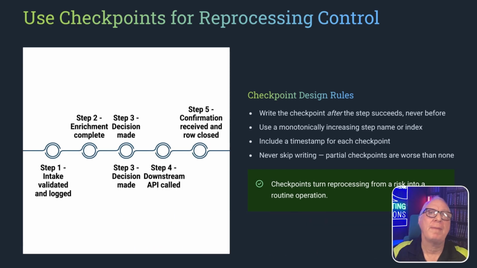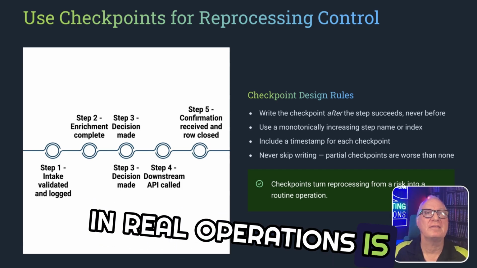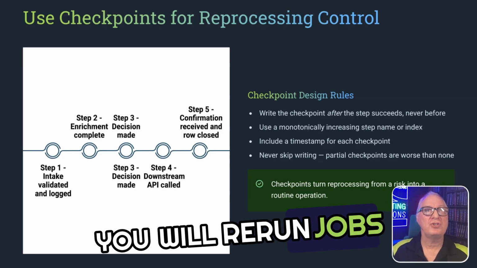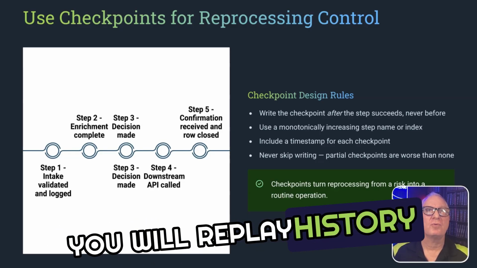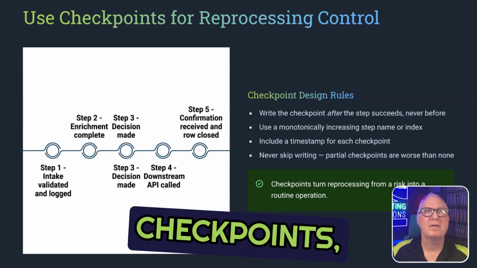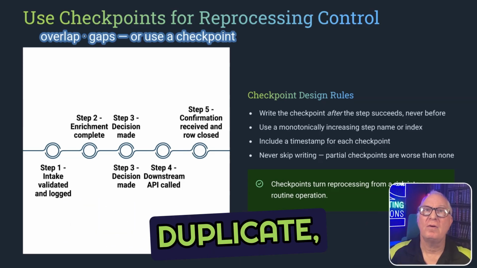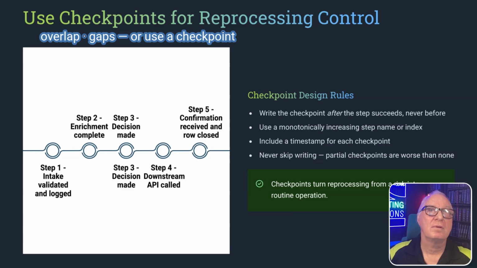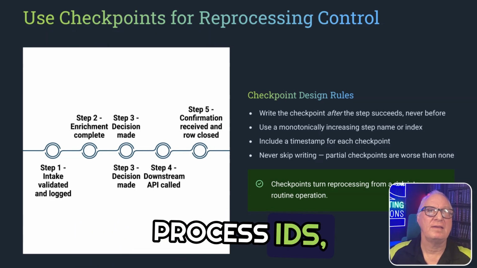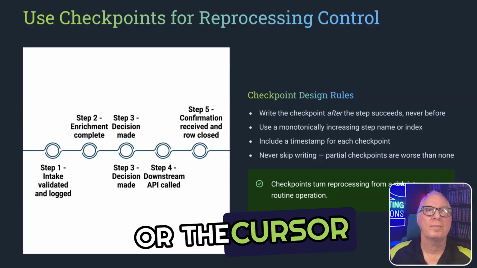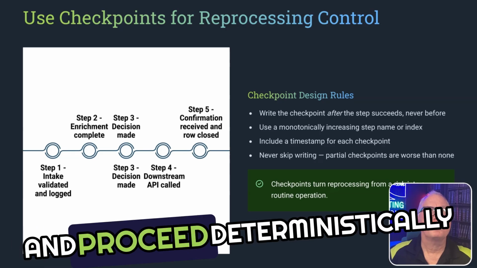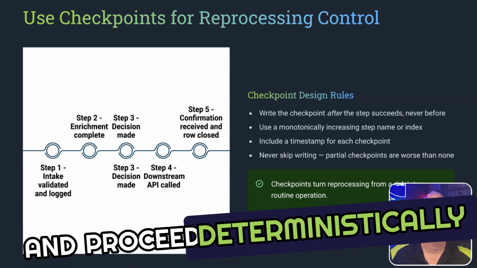One more pattern that matters in real operations is backfill and reprocessing control. You will rerun jobs, you will replay history, you will migrate. If you don't track checkpoints, you either overlap and duplicate, or you leave gaps. So you store processed ranges, processed IDs, or a cursor. When you rerun, you consult the checkpoint and proceed deterministically.